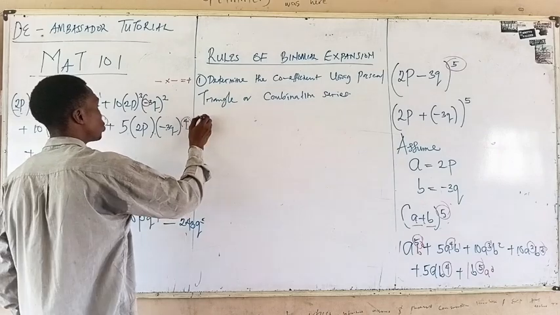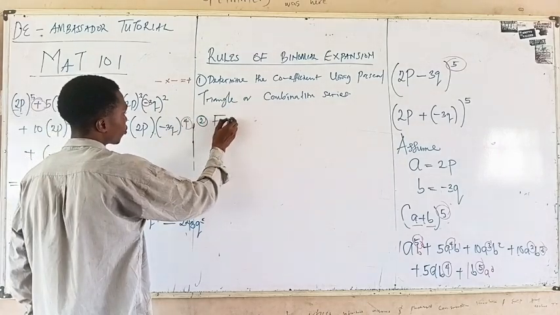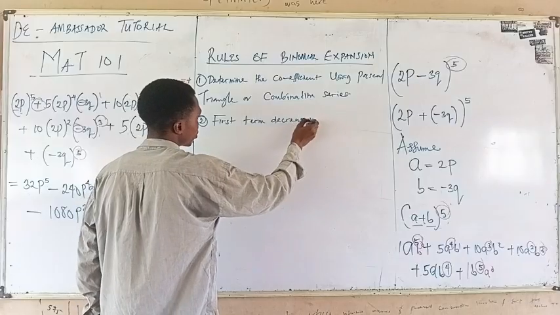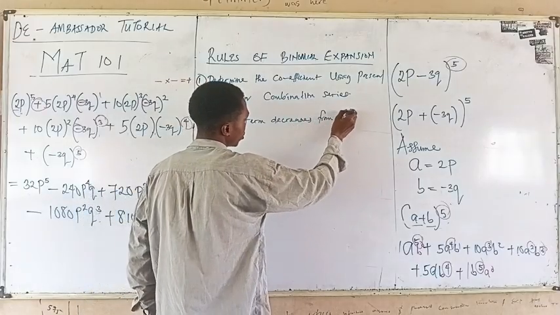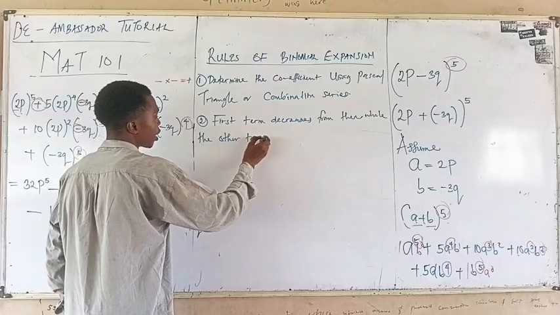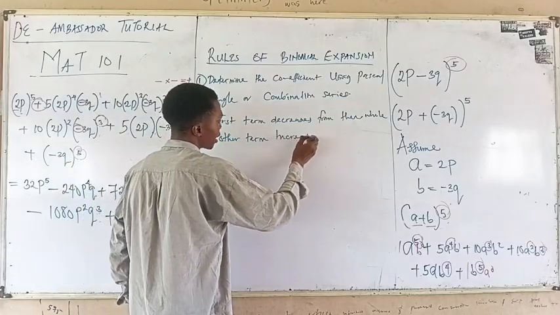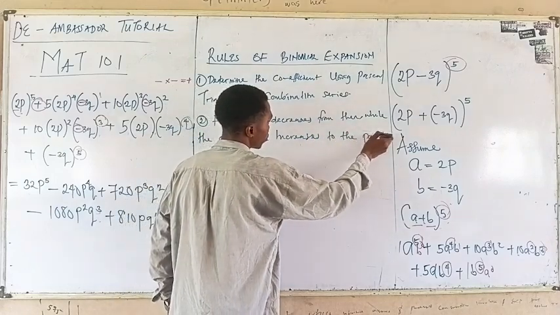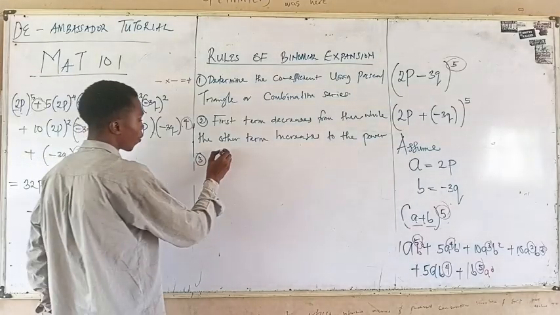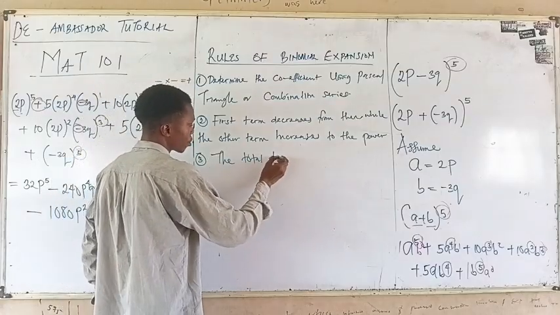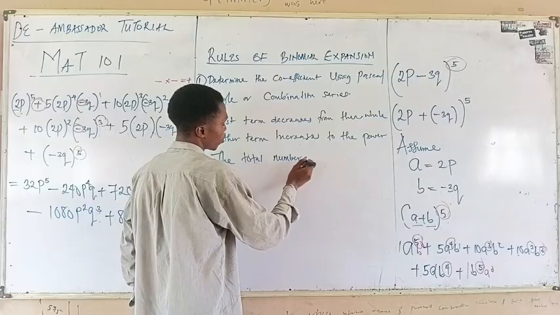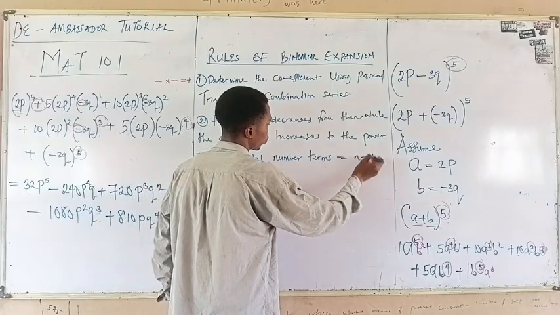That's the first rule. The second rule is that the first term decreases from the power, while the other term increases to the power. The third rule says the total number of terms is equal to n plus 1.